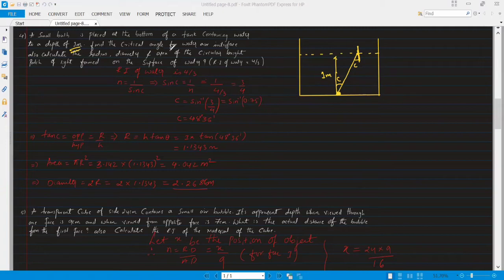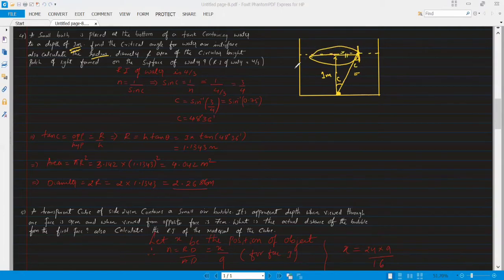Okay, find the critical angle. This we have to calculate for the water air interface. Also calculate the radius, diameter and the area of the circular bright patch. On the surface above, a circular bright patch will be formed. So they are asking us to find out its radius, its diameter, and then its area.